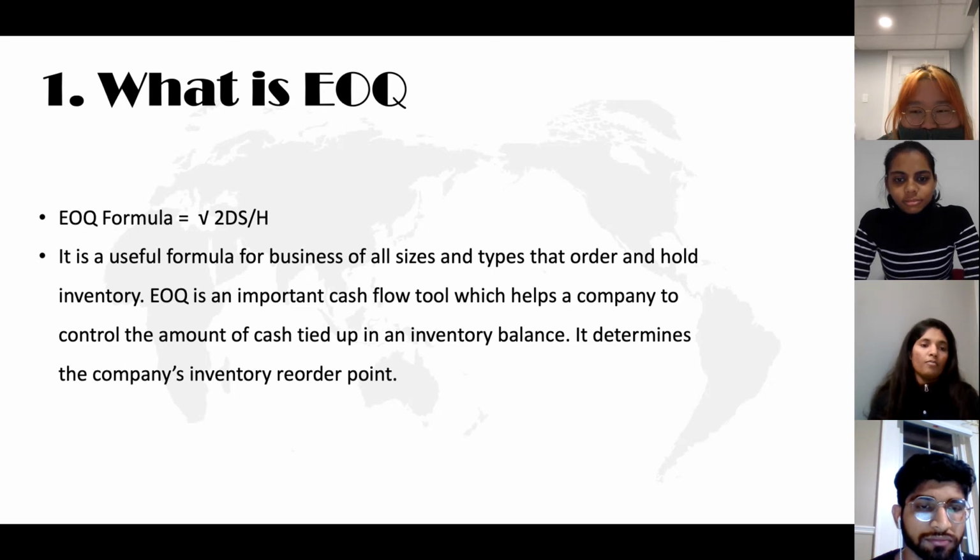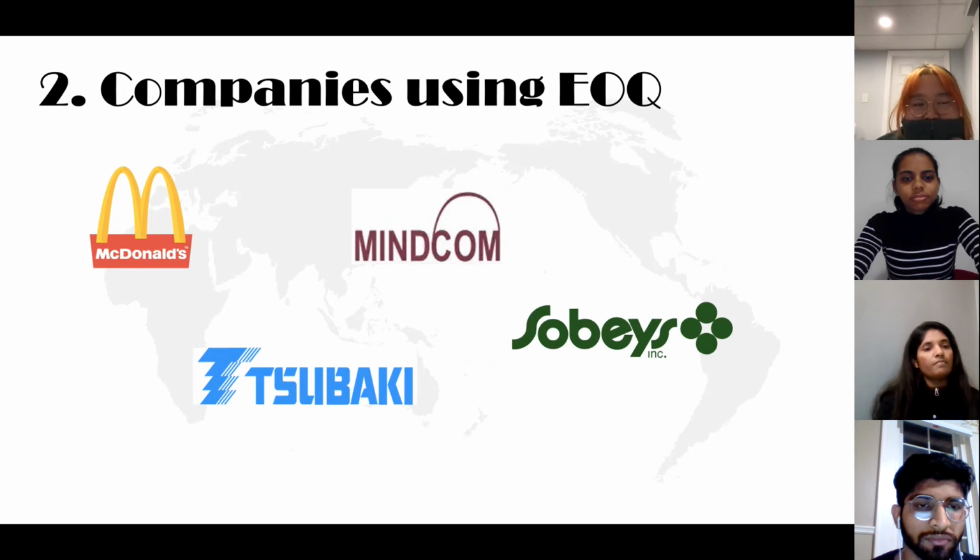And here's the formula for the EOQ, in which D represents the annual demand, S is for the setup cost, and H for the holding cost. And now Brajesh is going to talk about the companies.